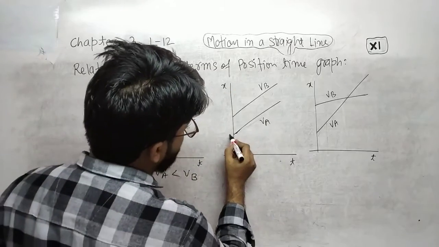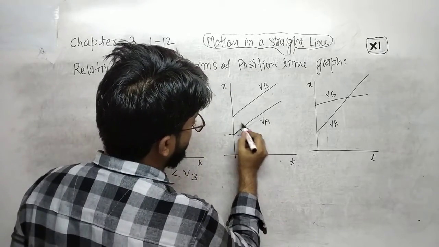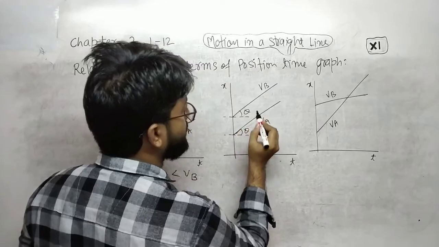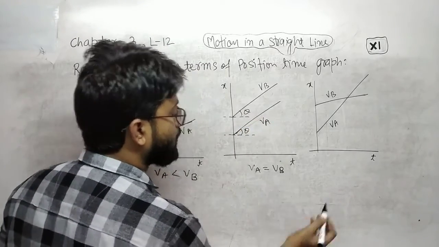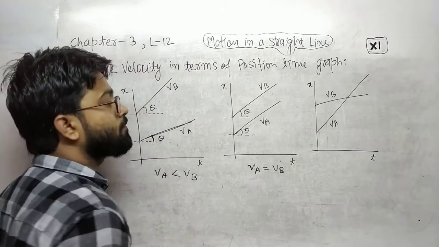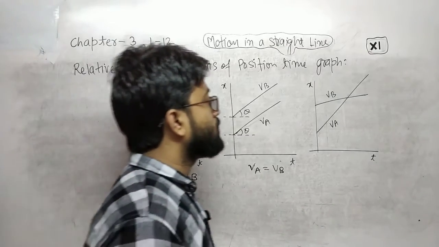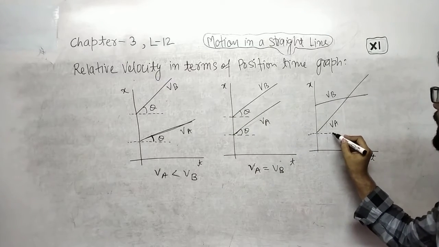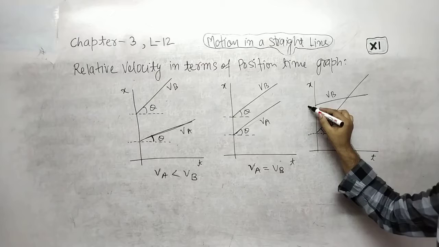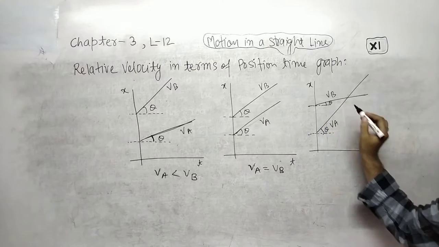In this graph, this angle and this angle both are the same. That means velocity of A is equal to velocity of B. Here what you will see is that the angle made by A is theta and this is also theta.